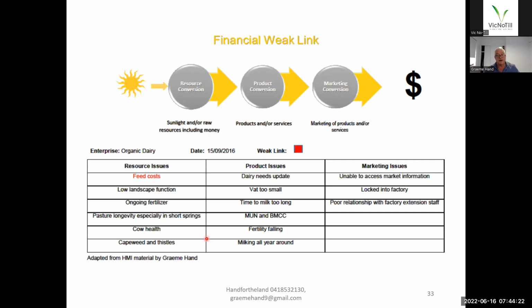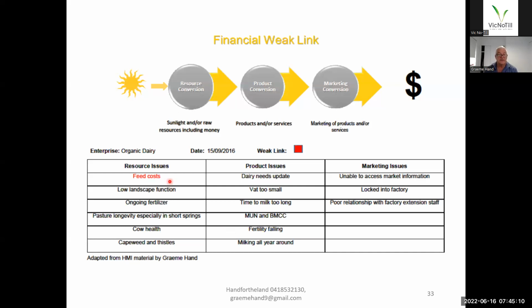When we went through all this, there was a lot of things going on, and there always is in every business. This can act as a way of clarifying what all the issues are and categorizing them. Some of these things, like cow health, pasture longevity and low landscape function, were leading to fertility falling, milk urea nitrogen and cell count, and they're directly linked to that recovery. Not long enough, you end up with that cell count and milk urea nitrogen and poor fertility. If you're eating grass that's too young, it puts the cows into negative energy balance.